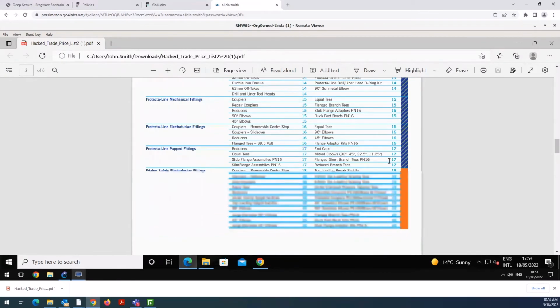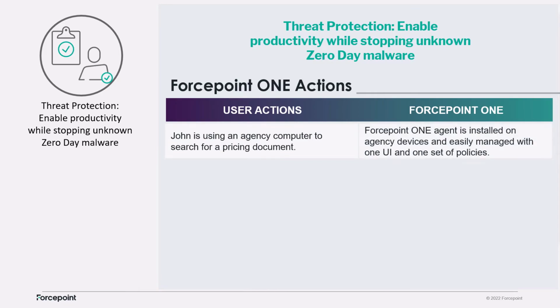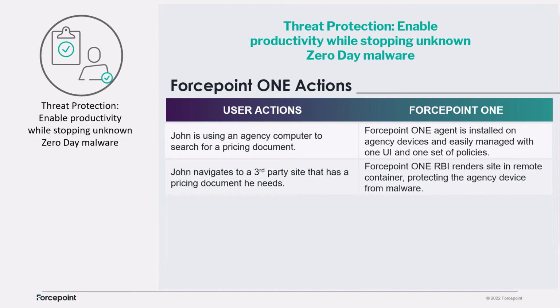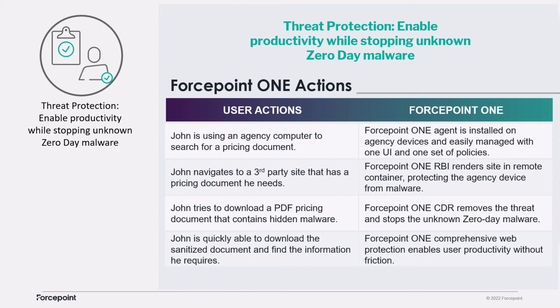Let's review what we just saw. John needed to download a pricing document from his managed device, which has a Forcepoint ONE agent installed. He headed to the vendor site that has the document he needed, and Forcepoint ONE remote browser isolation rendered the site on a remote container, protecting the agency from any potential malware. When John downloaded the PDF, the CDR capability removed the hidden malware that was in the document, reconstructing it into a clean, fully functional file. Forcepoint ONE is able to deliver comprehensive web protection and enable user productivity without friction.